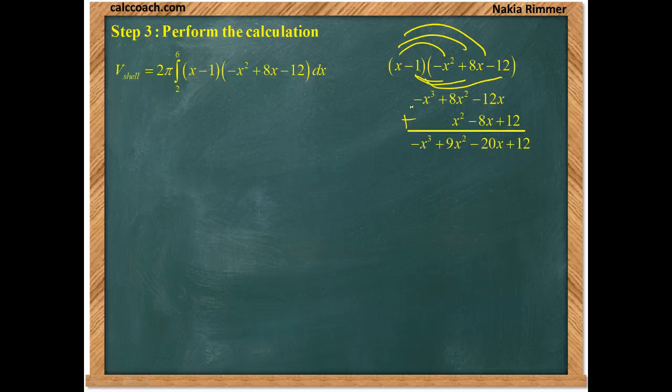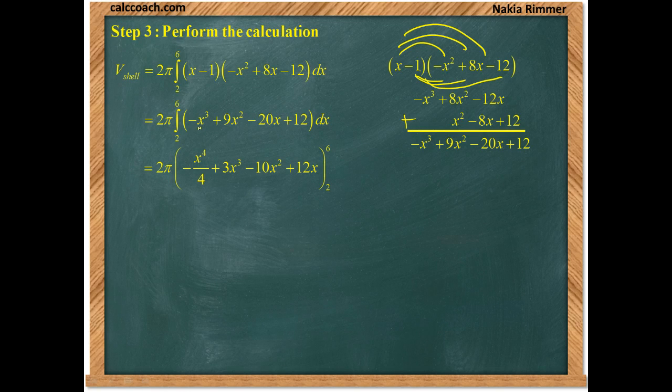It's just an aid to help you do it. You don't have to. That's our integrand. We are integrating that from 2 to 6. But don't forget about the 2 pi on the outside. So it's just the power rule in reverse here. Antiderivative of each one of these. And we get negative x to the 4th over 4 from the first one. Now here we're going to get 9x cubed over 3. The 9 over 3 becomes a 3. Here we're going to get 20x squared over 2. The 20 over 2 becomes a 10. And then we just get 12x.